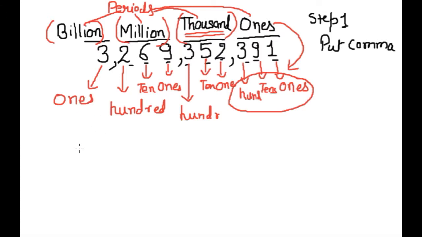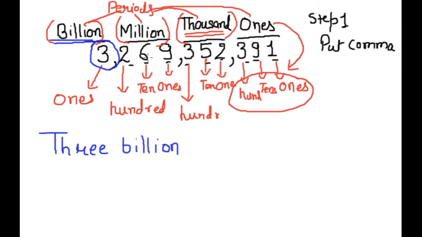Let's start writing in words. We will start from 3. So, in words, 3 billion. Now come to 2. The place value of 2 is 100. So we will write 200.